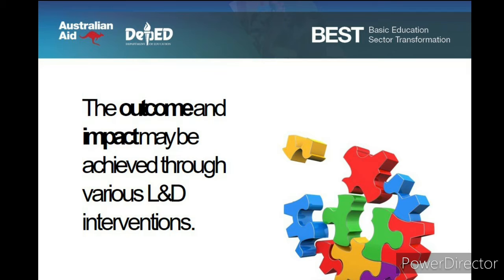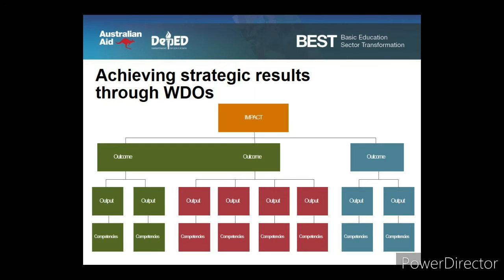Allow me to present to you this reminder as part of the workplace development objectives, which states that the outcome and impact may be achieved through various learning and development interventions. This means that the outcome and impact of a particular program can be assisted through the various learning and development interventions, which can be presented later by the speaker. Achieving strategic results through workplace development objectives.